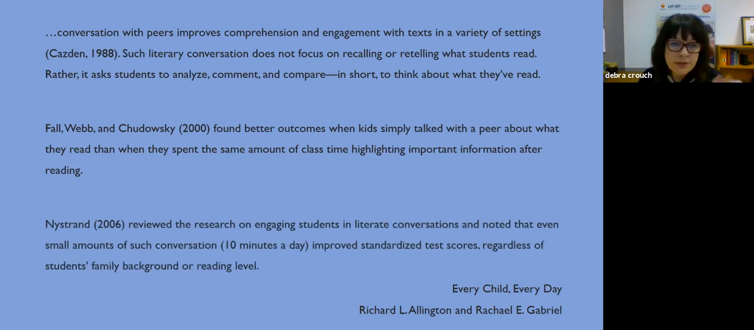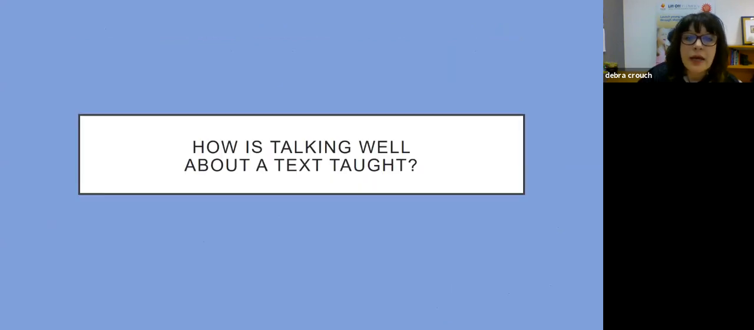And Nystrand went on to say that when kids are engaged in literate conversations, even if it's as small as 10 minutes a day, they show improved standardized test scores. And that is not why we do our talk work, but that is one of the measures that we're always looking at and saying, are we actually seeing that improvement? So just know that talk is one of those things that supports kids to do well regardless of family background or reading level. And then the big question becomes, how do you teach kids to talk well about a text?